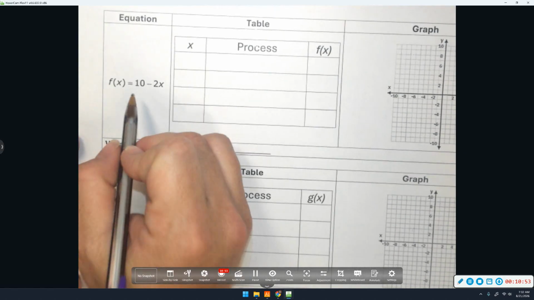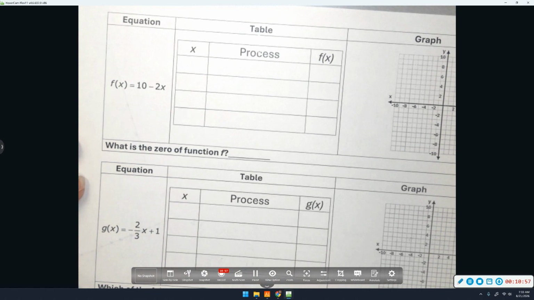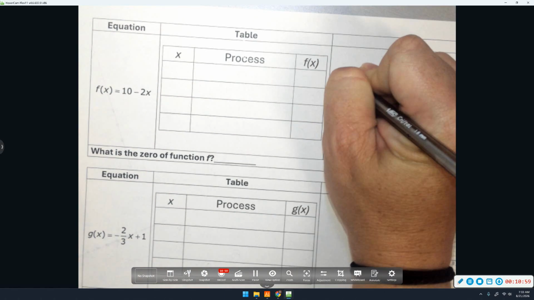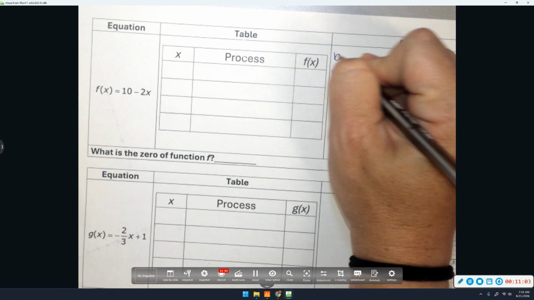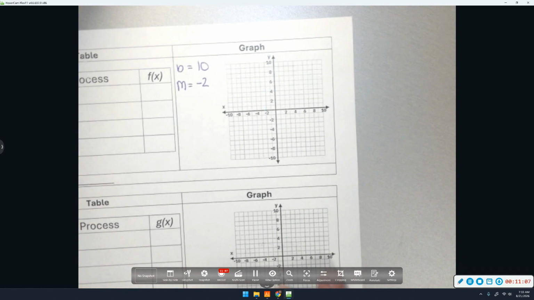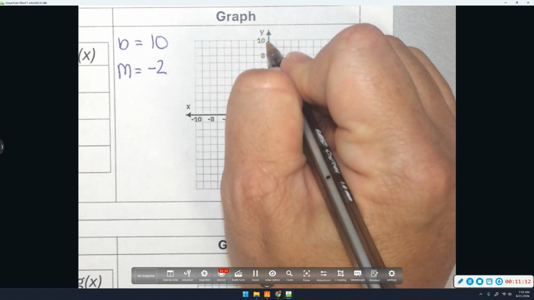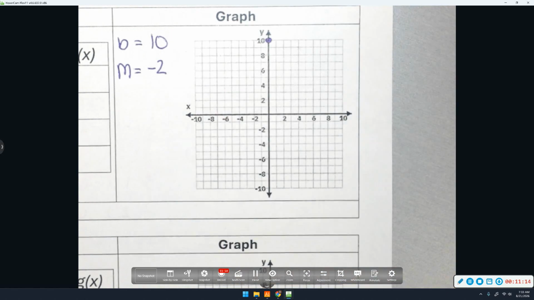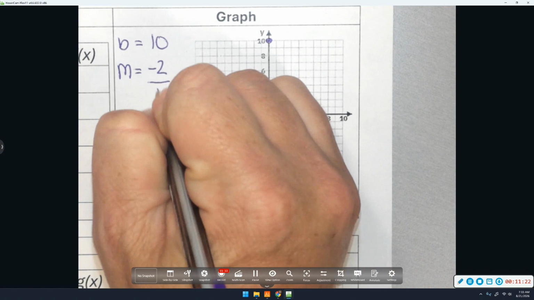So same concept. However, which one of these is my slope? -2. Now, which one of these is my y-intercept? +10. So I have enough information now to graph it. So I'm going to begin at 10. Now here's my question. We always want slope to be in a fraction. How do I write a whole number as a fraction? Over 1. Yeah, I'm just going to put a 1 on the bottom.